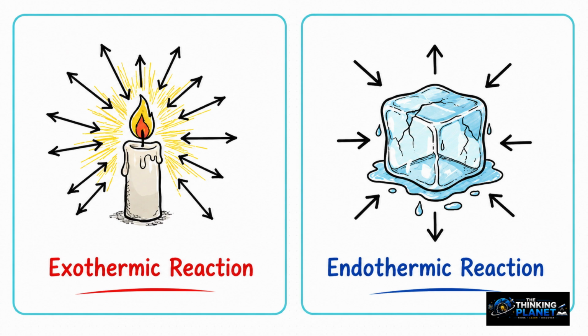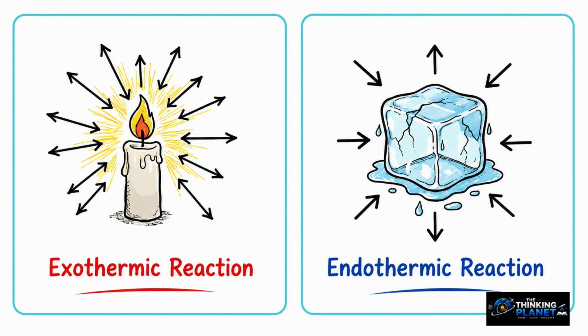The prefix exo means external, or outside. Think of everyday words like exit or exoskeleton. Thermic, as you probably guessed, means heat. Put them together, and exothermic literally translates to external heat. These are reactions that release heat energy out to their surroundings, kind of like our burning candle.